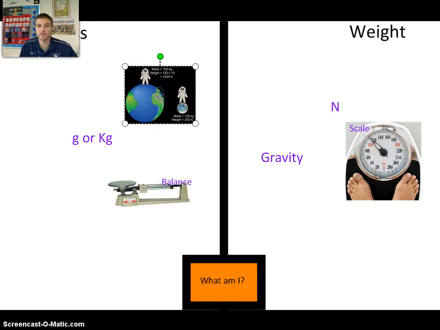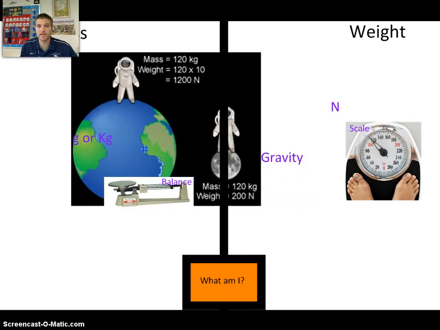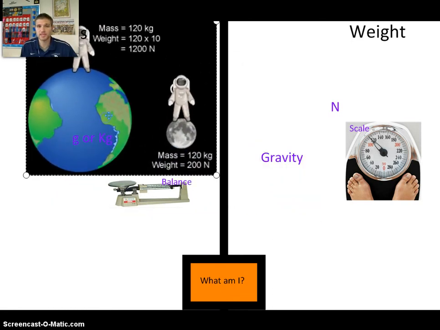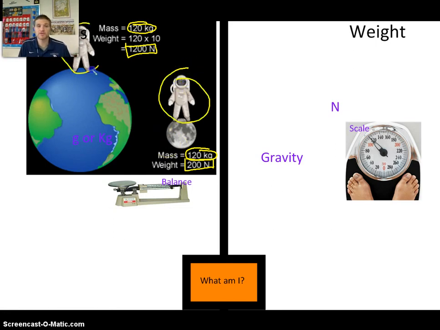So if I was looking at this picture right here, okay, I have this astronaut. This astronaut's mass on the Earth is 120 kilograms. Mass on the moon is 120 kilograms. But their weight on the Earth is 1,200, and their weight on the moon is 200. Because the moon has different what? Gravity. So gravity affects weight. It does not affect mass. Because when the astronaut goes to the moon, you can notice right here, the astronaut has the same amount of matter, same things inside of it.